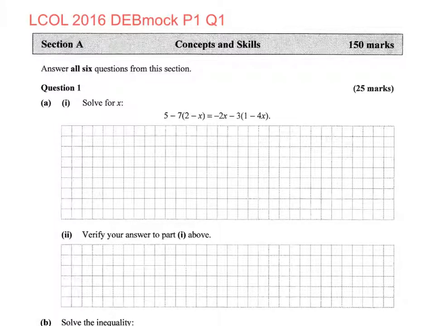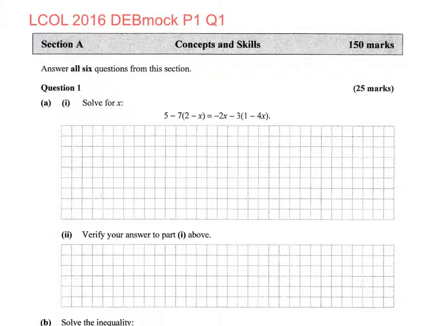Paper 1, question 1. This first part is an algebra question where we have an equation where an expression equals an expression. So we need to open up all the brackets and collect and tidy together and eventually get x is equal to an answer.